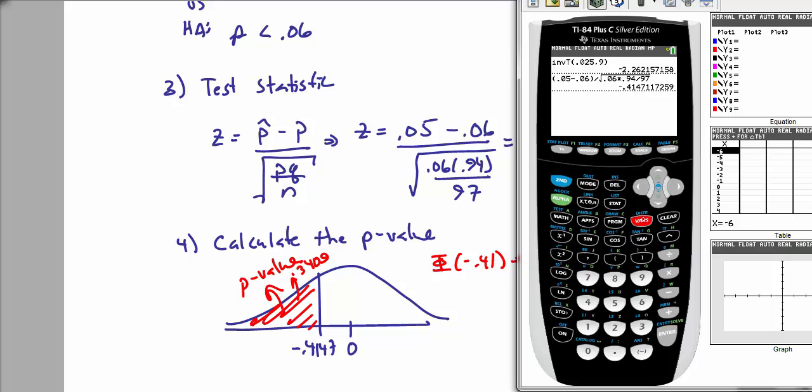Now on your calculators you go to second DISTR. Now on this one we're going to use normal CDF because I'm looking for the area. Now my lower bound is some very large negative number, maybe negative 100,000. My upper bound is this negative 0.4147. And the mean is 0 and the standard deviation is 1 because I just forced that to happen when I found my test statistic. And I get 0.3392. It looks like it's close.